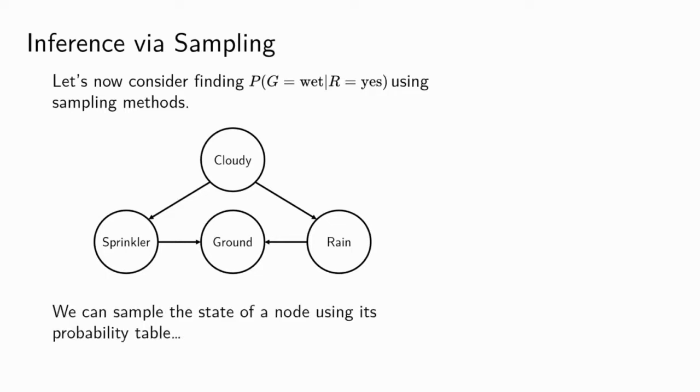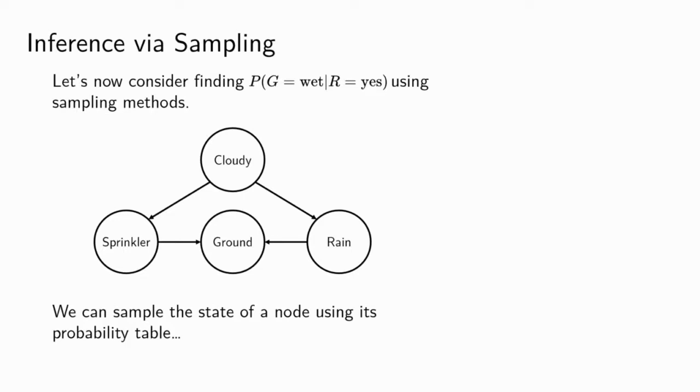What we can do is sample the state of a node using its probability table. The same idea applies with other things. For instance, let's imagine you wanted to figure out the probability of a coin landing heads. Suppose you didn't know that probability, what's one way you could figure it out? Well, you could take that coin, flip it 100 times, 1,000 times, and see how many times it landed heads out of the total number of coin flips. It's the same idea that we want to do here.